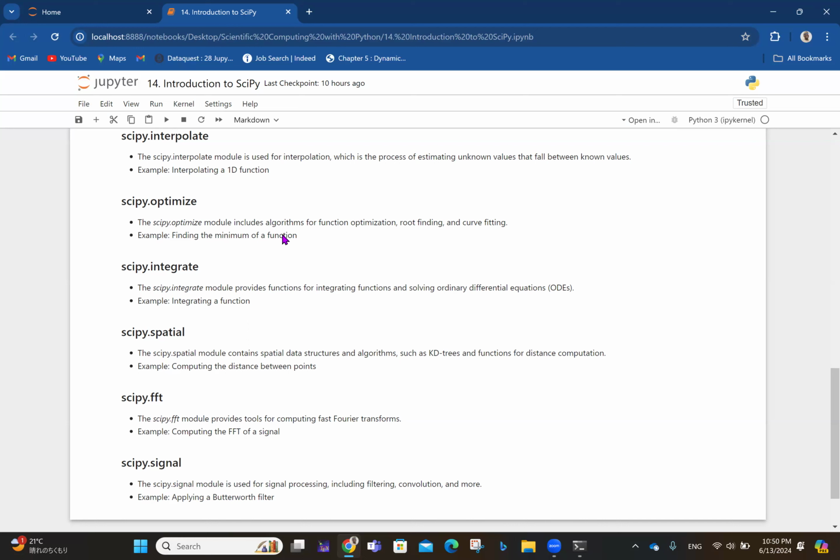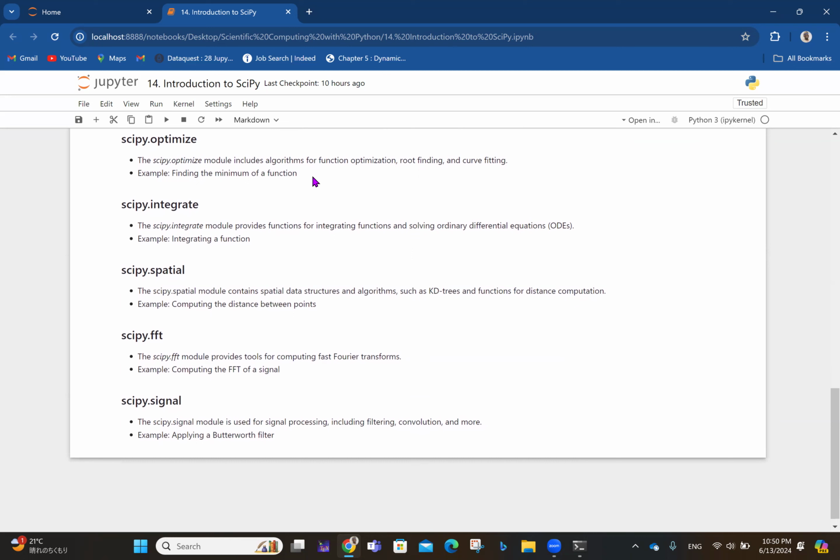The SciPy.interpolate module is used for interpolation, which is the process of estimating unknown values that fall between known values. You know, there's interpolation, that is missing or unknown values that are between known values. But then there's extrapolate, that is unknown values that fall outside known values. But here we're talking about interpolate. For instance, we want to interpolate a one-dimensional function.